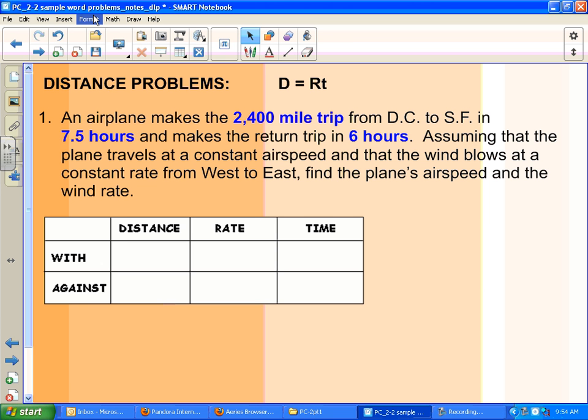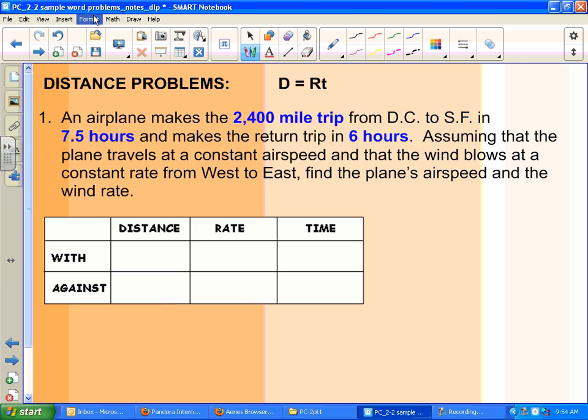So once again, we set up our table here. We've got with and against. What do you think that means? Yeah, with the wind and against the wind, right. So when I'm flying with the wind, we say it's helping me. So I'm going to be aided. And if I'm flying against the wind, it's going to be pushing against me. So now we got to come up with the equations for this thing. And once we have determined how I use this D equal RT, then we're good.